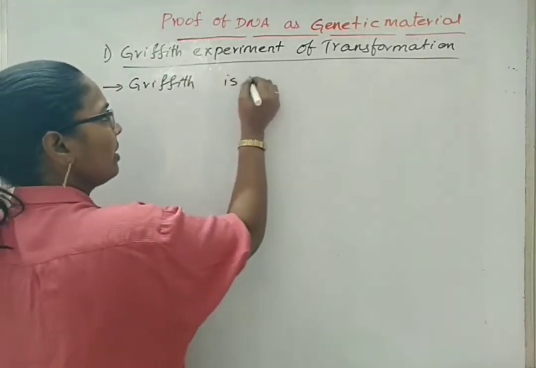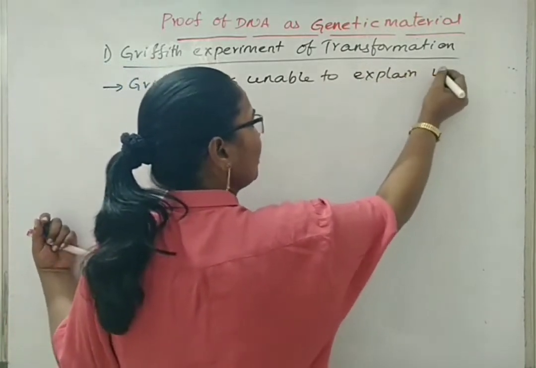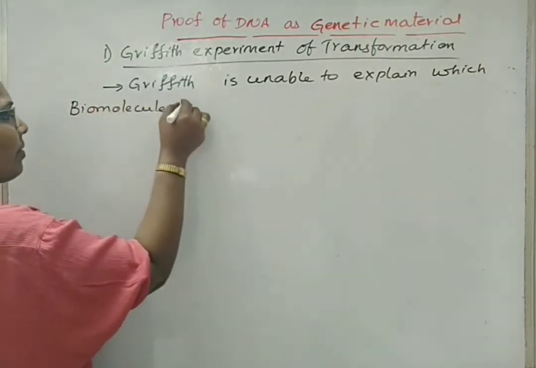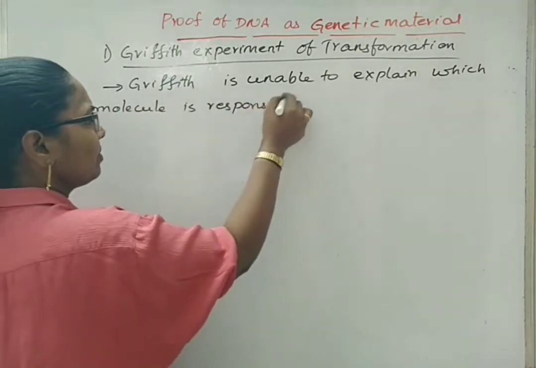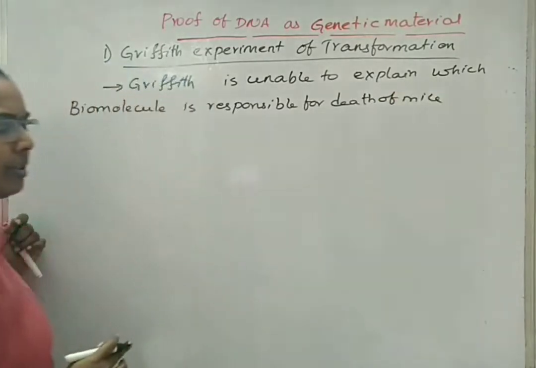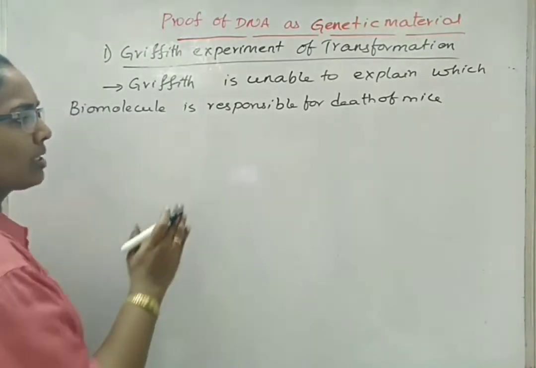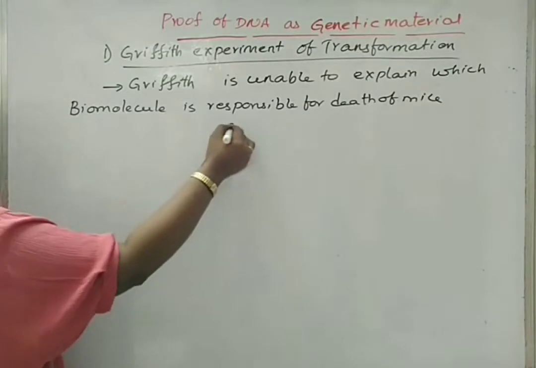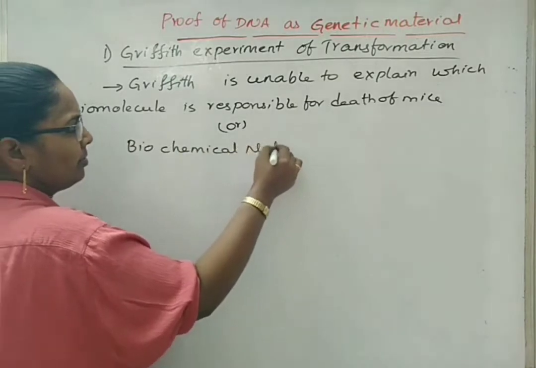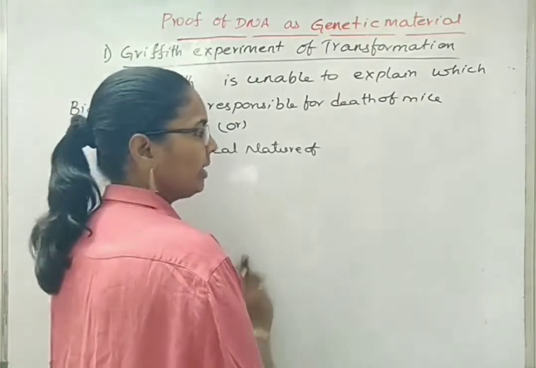Griffith was unable to explain which biomolecule is responsible for the death of mice, and also which biomolecule got transformed or transferred into the toxic type of biomolecule. We can also write this as: the biochemical nature of the transforming substance was not defined or explained by Griffith.